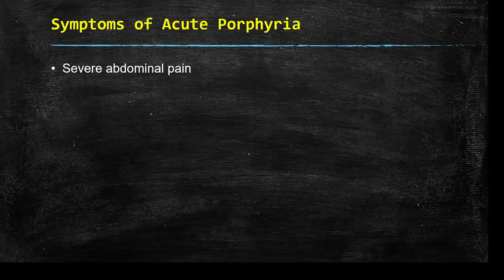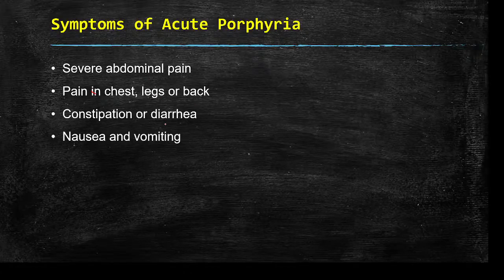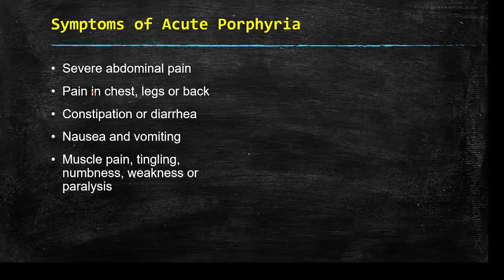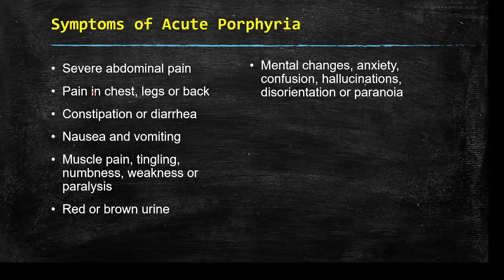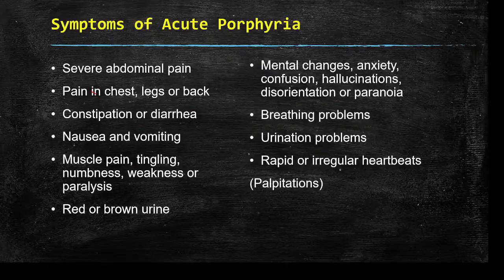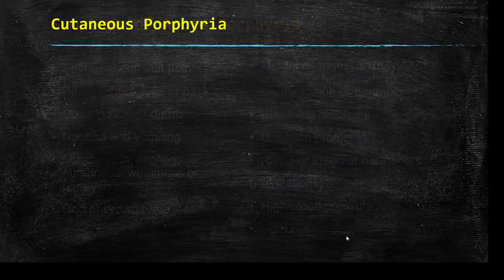Symptoms of acute porphyria include severe abdominal pain, pain in the chest, legs or back, constipation or diarrhea, nausea and vomiting, muscle pain, tingling, numbness, weakness or paralysis, red or brown urine, mental changes, anxiety, confusion, hallucination, disorientation or paranoia, breathing problems, urination problems, rapid or irregular heartbeats, what we call palpitations, and high blood pressure. Ultimately it can also cause seizures.